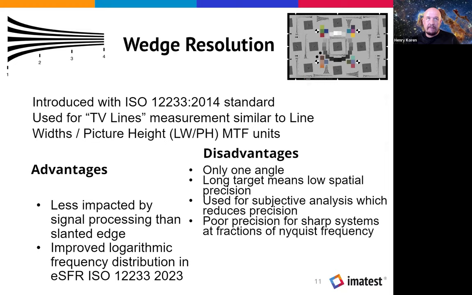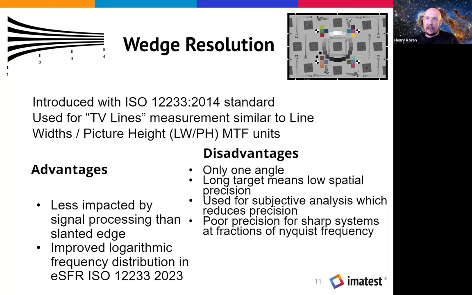The hyperbolic wedge is a part of the ISO 12233 2014 standard. This is similar to the TV lines measurement, which is in line widths per picture height, measuring how many of these bars can we see across the vertical height of the image. The advantage of this is it's less impacted by signal processing than the slanted edge, and we've improved the frequency distribution in the latest version of this wedge using a logarithmic frequency distribution instead of a hyperbolic frequency. That is something we've released with our latest version of this chart.